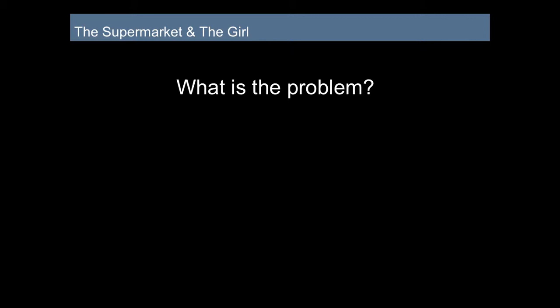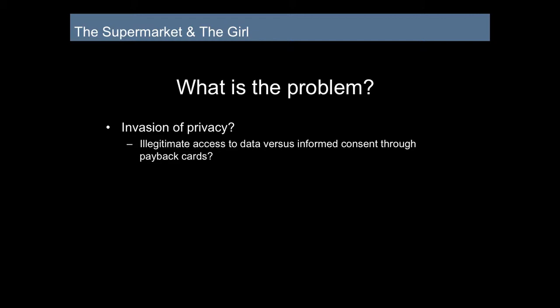Of course, the most immediate reaction would be to think about invasion of privacy. However, this is problematic because one can assume that the coupons were sent to the family because they have one of these bonus cards or payback cards where you voluntarily give informed consent to Target or other companies monitoring your consumer behavior in order to give you some benefits. So maybe you can't really talk about illegitimate access to data because of this informed consent to the payback cards.